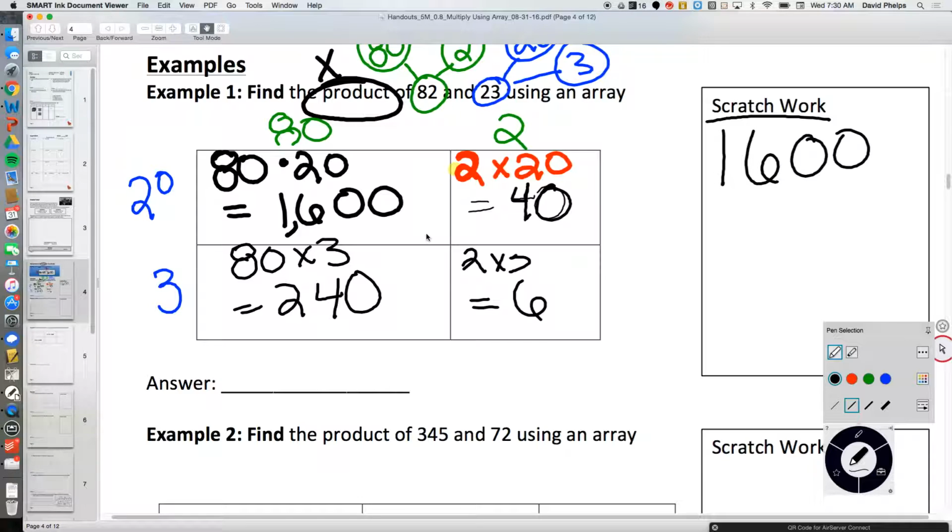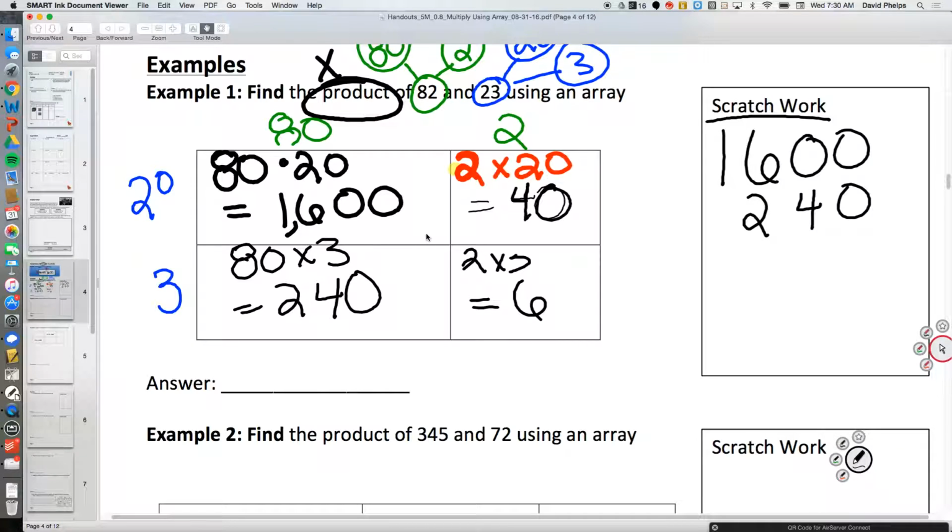1,600 plus, let's do the next biggest, which is 240. And the next largest value is 40. And then the final smallest is 6. Put the plus sign. Here we go. Notice how organized I keep my work so I can add these up quickly at the end.